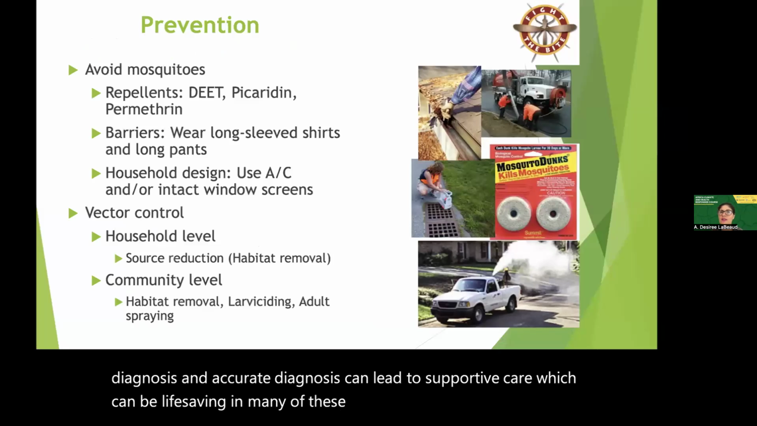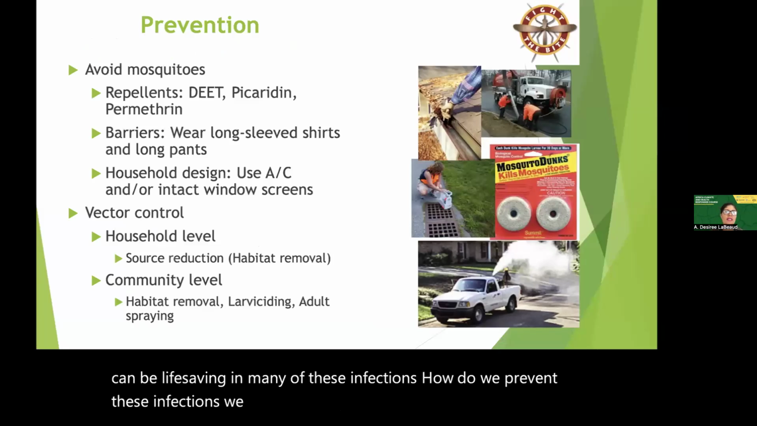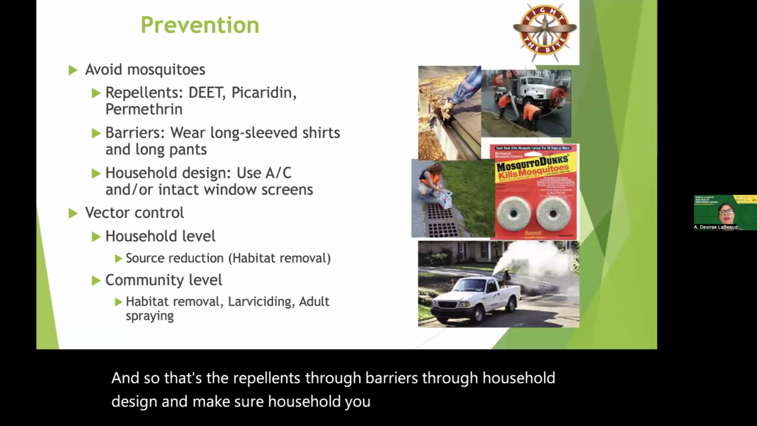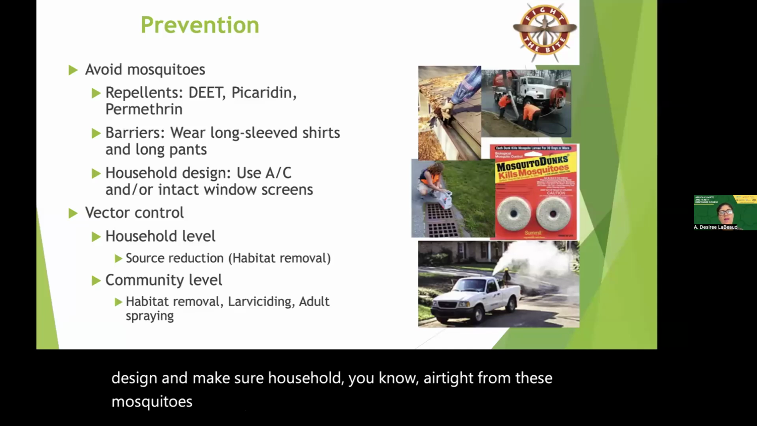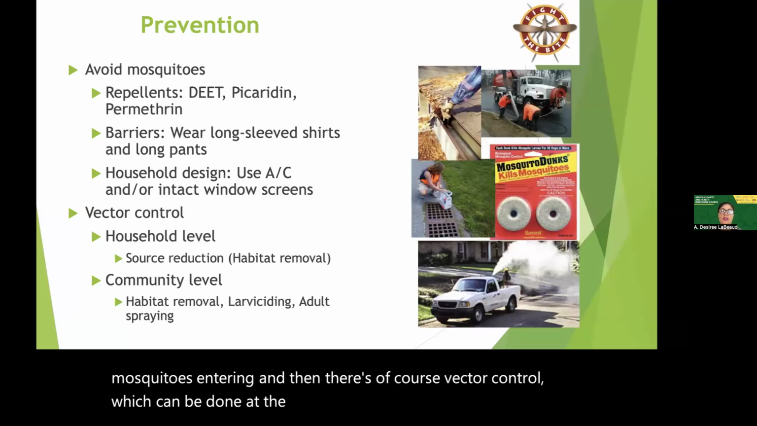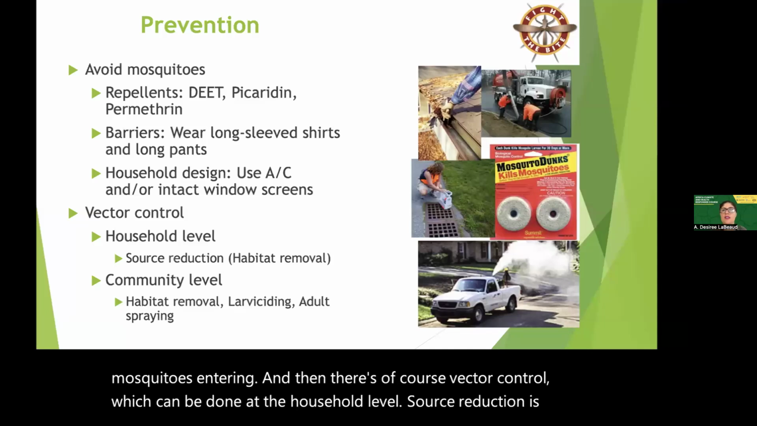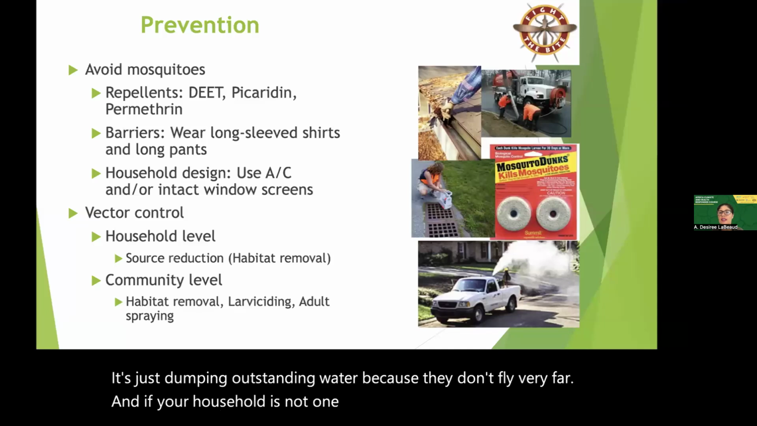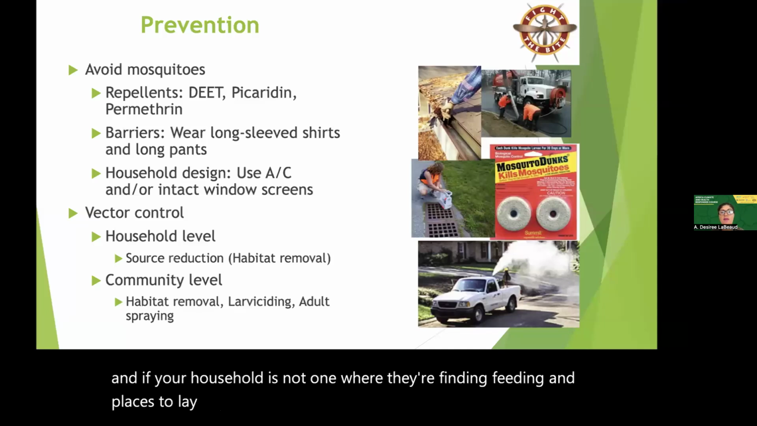How do we prevent these infections? We prevent the bite of the mosquito, of course. And so that's through repellents, through barriers, through household design to make sure our household is airtight from these mosquitoes entering. And then there's, of course, vector control, which can be done at the household level. Source reduction is actually really important for Aedes aegypti. That's just dumping out standing water because they don't fly very far. And if your household is not one where they're finding feeding and places to lay their eggs, they may move on.